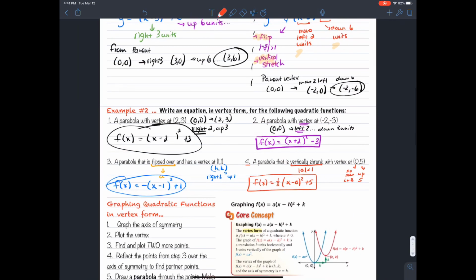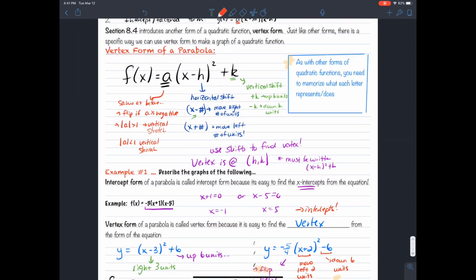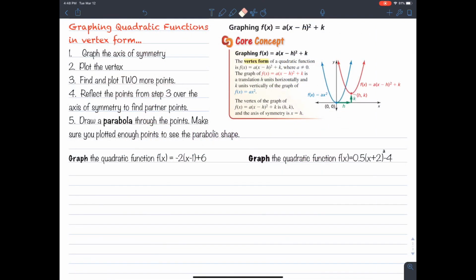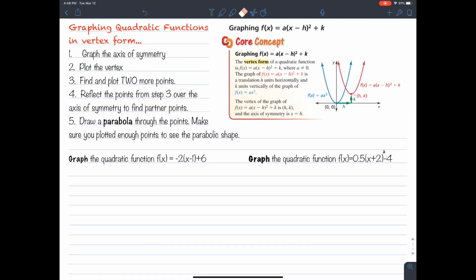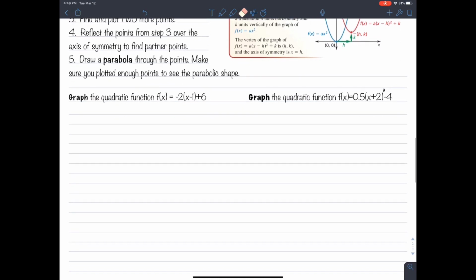So just working with the equation, you need to know what every letter does, and knowing that h and k will help you find the vertex. Now, the second part about the notes today is about graphing quadratic functions given in vertex form. I've already copied a list of steps that the textbook offers for us, and we are going to follow that list of steps on the 2 examples that we see down here.